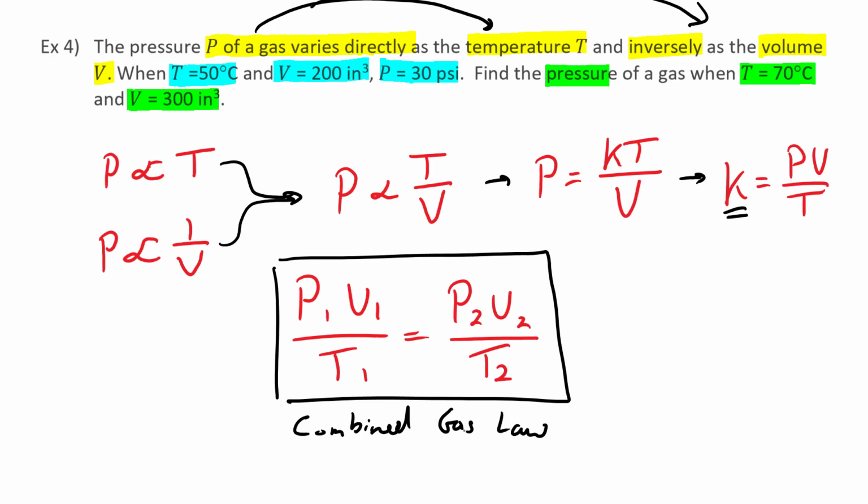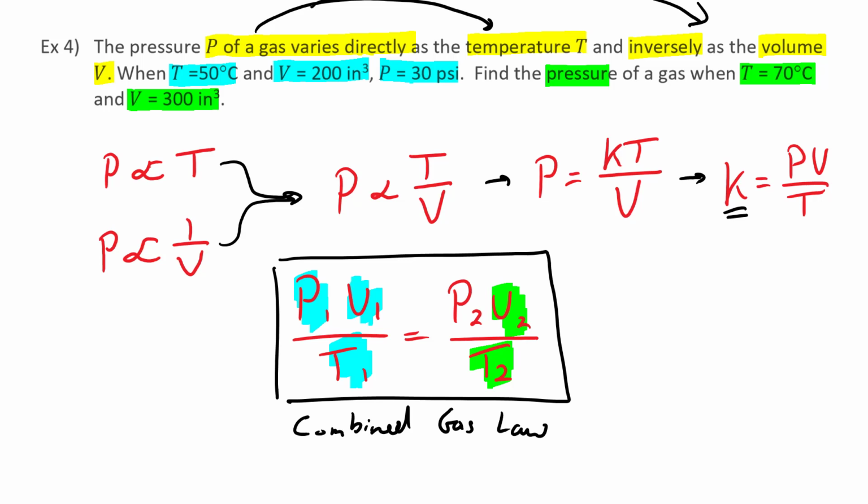Let's now solve this. So here I have a situation where I have the pressure, the volume, and the temperature. Finally, I've asked for what the pressure is. I've given you the temperature and the volume. So you can see there are 6 variables here. I know 5 of them. Sub those in and solve for the one unknown.